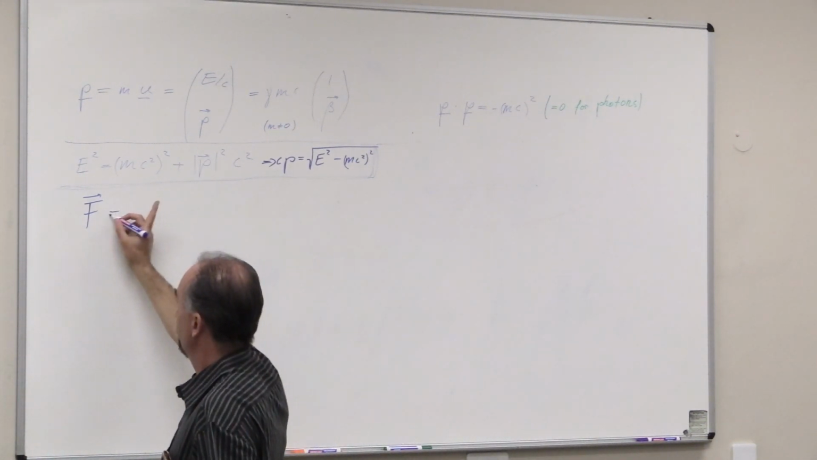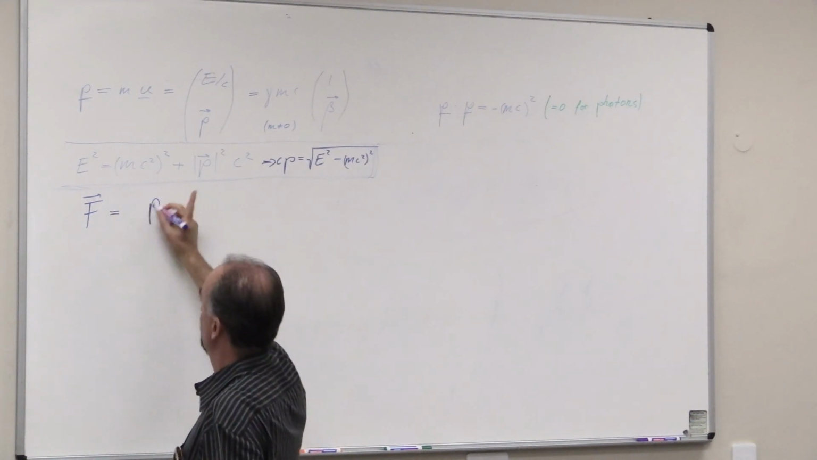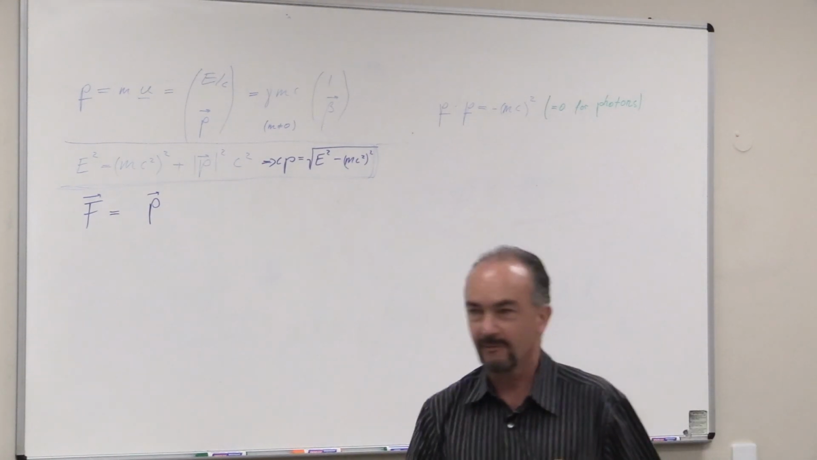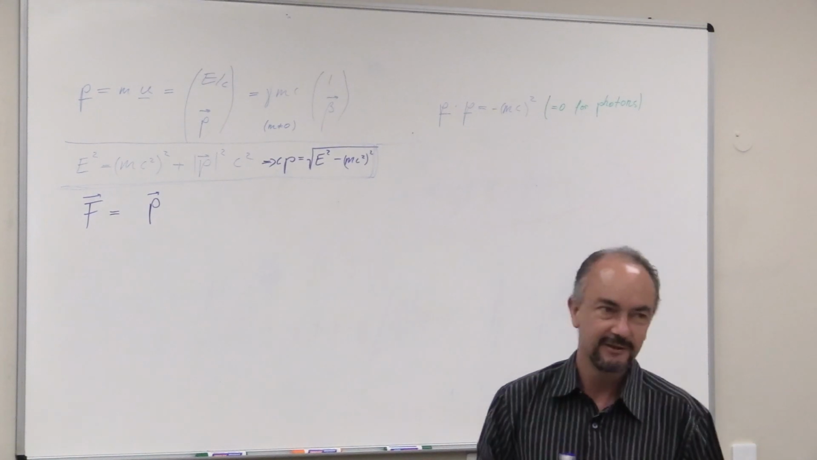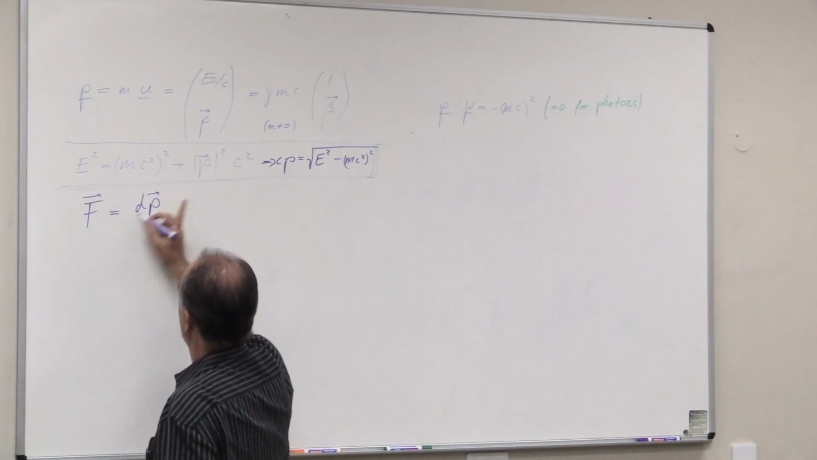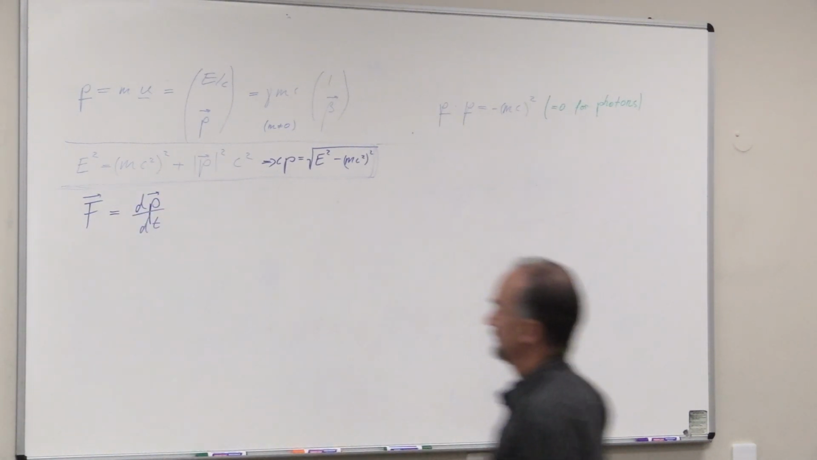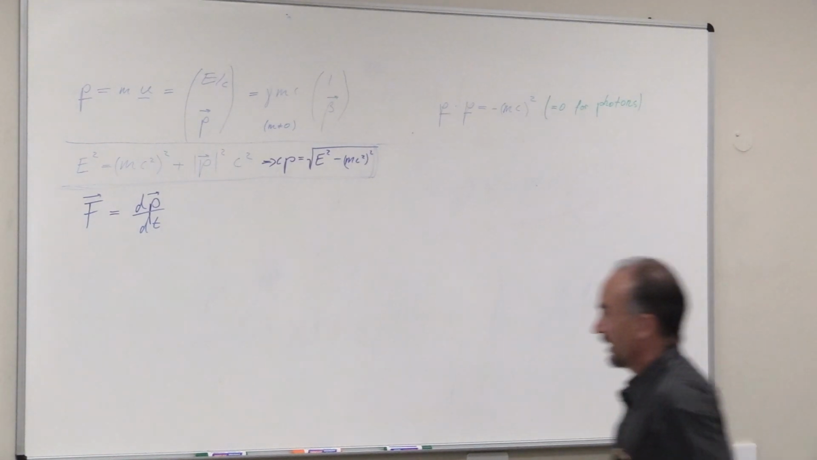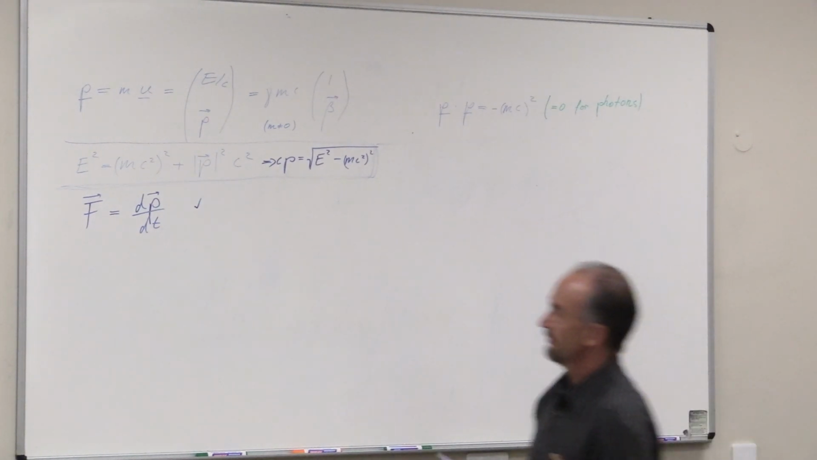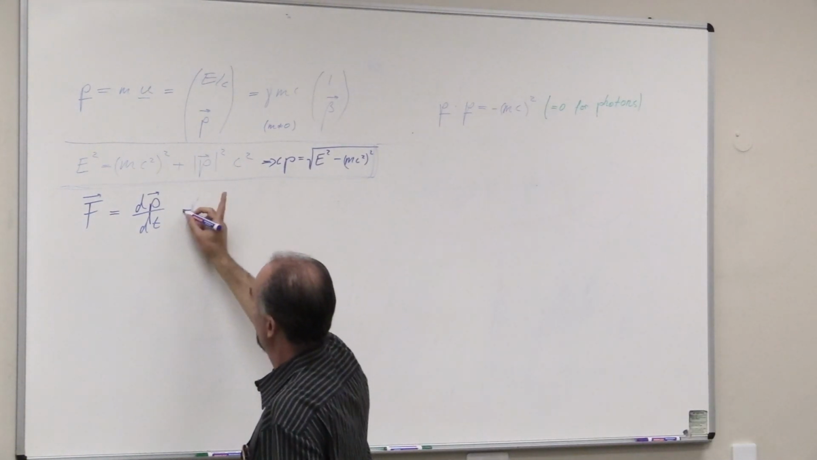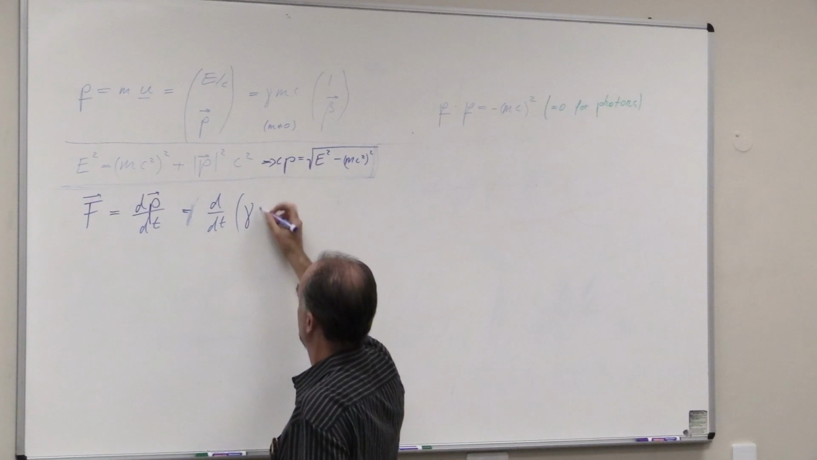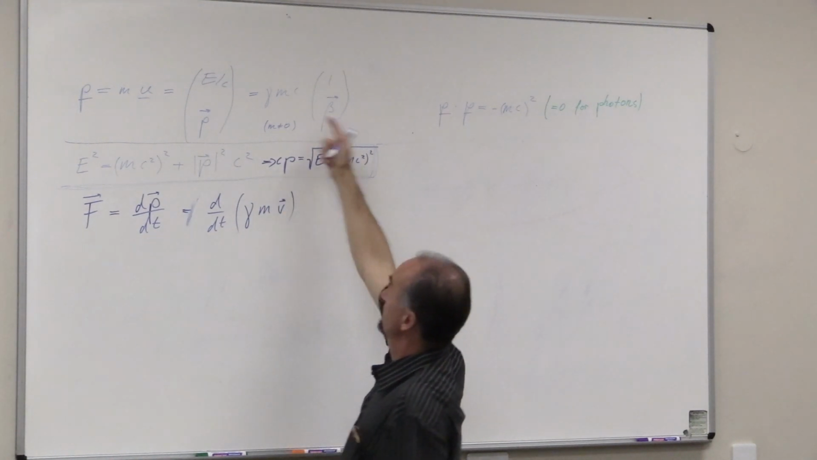If we write this in terms of momentum, how is force related to momentum? Essentially the definition of the force is the change of momentum over time, dp over dt. And as it turns out, this still holds in relativity as long as we write it properly, with p as the relativistic momentum, gamma mv, as we have it here.